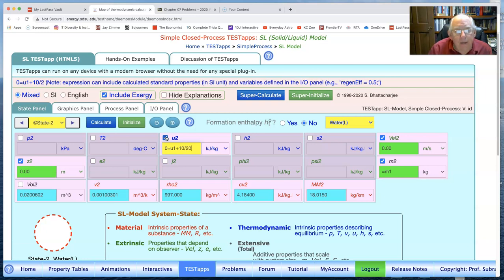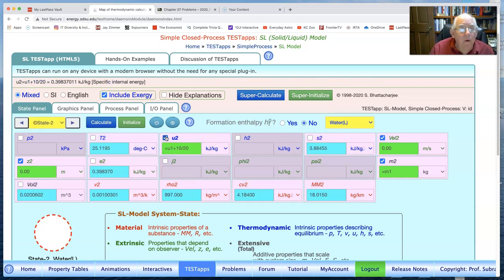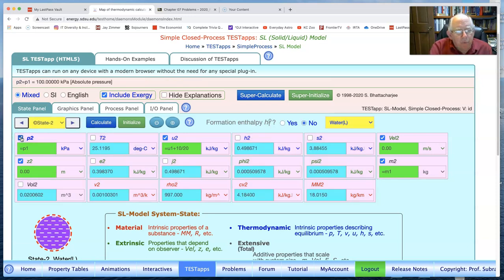And so when I do the 10 divided by 20, every second the specific internal energy is going up by a half, 0.5. Okay, now with that known, we see that the temperature does go up to 25.1195. Now in this particular case, because we need that pressure to calculate all the rest of the properties, I can say that it's at the same pressure.